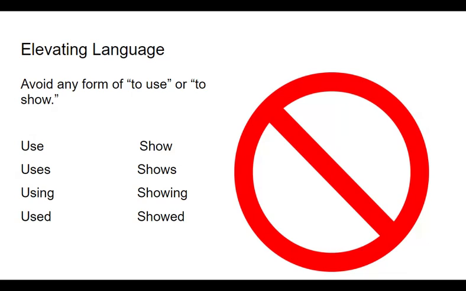You are high school freshmen and sophomores who are in an honors class. You have some good vocabulary. We have to use it. I do not want to see any form of "to use" or "to show." Eliminate it. Now, those of you who are face to face today, last week we brainstormed a list of words you could use instead. So I don't want to see use, uses, using, used, show, shows, showing, or showed. You have some really strong vocabulary you can use instead of that.